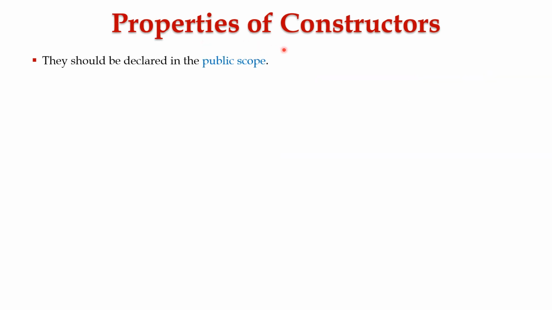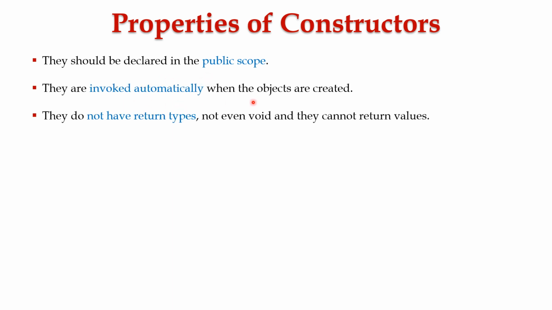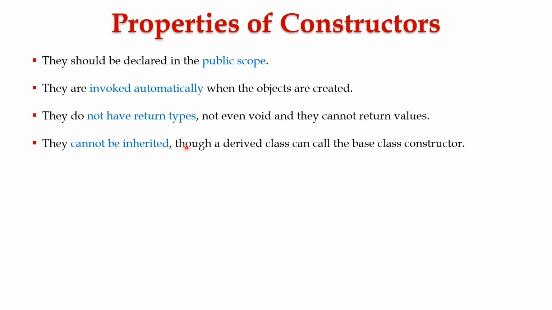Properties of constructor. Constructor should be declared in public scope. They are invoked automatically when the objects are created. They do not have return types, not even void, and they cannot return any values. They cannot be inherited, though a derived class can call the base class constructor.